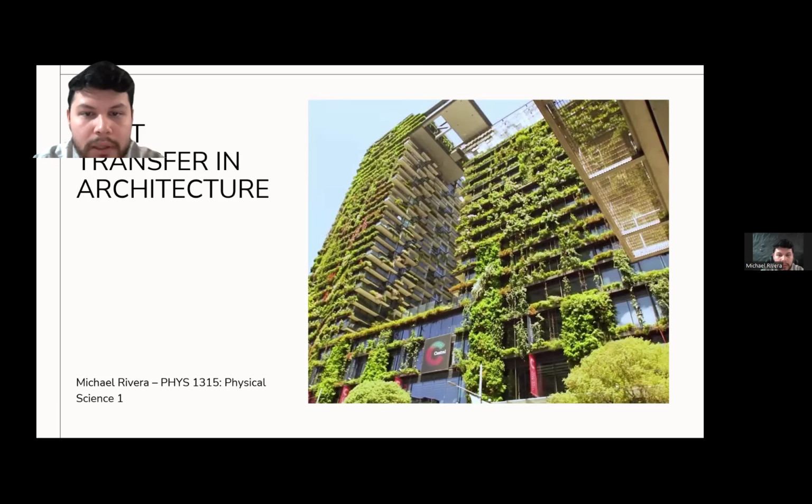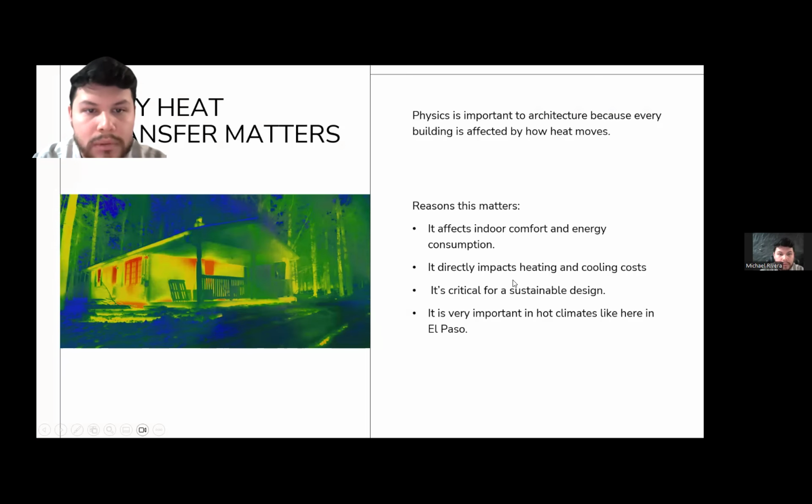Good morning, everybody. My name is Michael Rivera, and today I'm going to be talking about heat transfer in architecture. Basically, how physics helps create more energy efficient buildings.